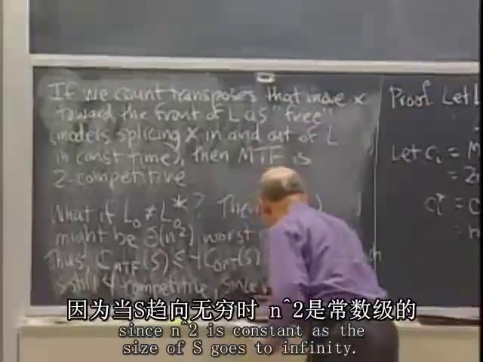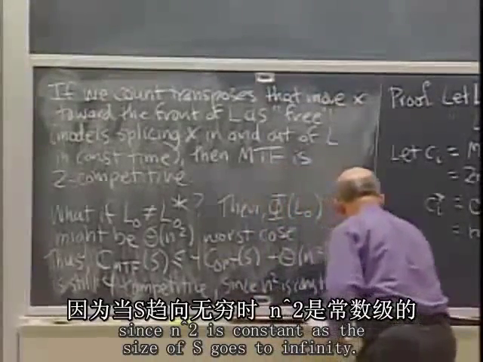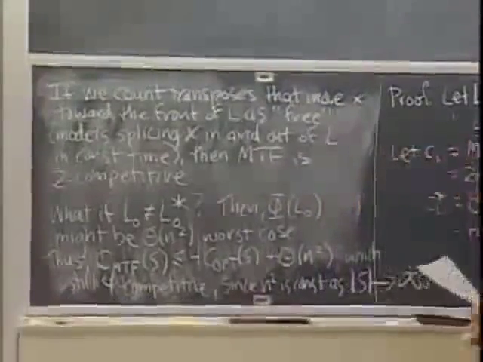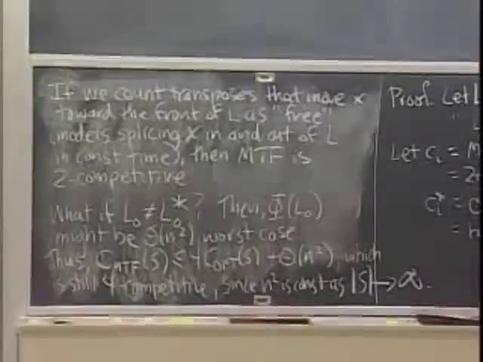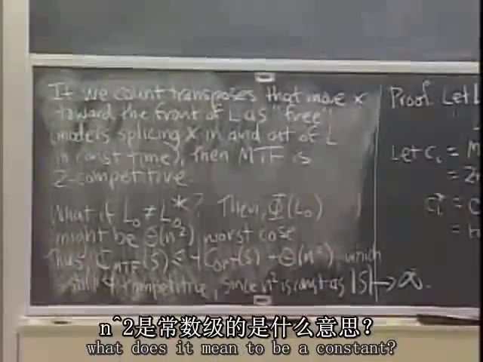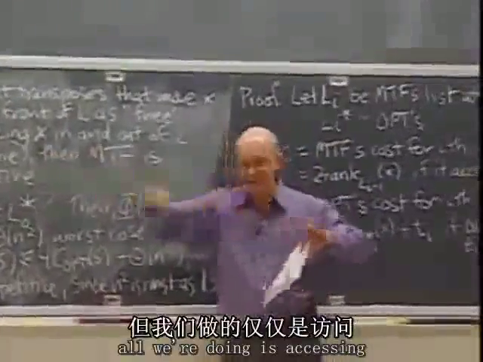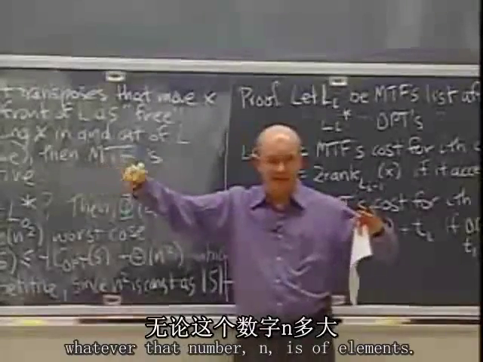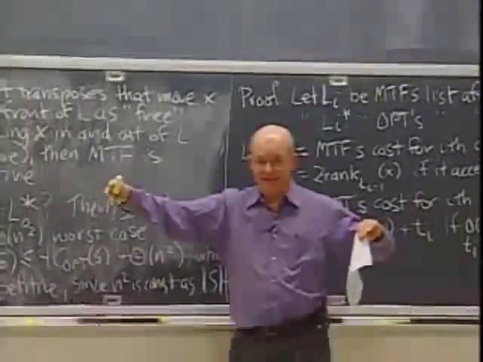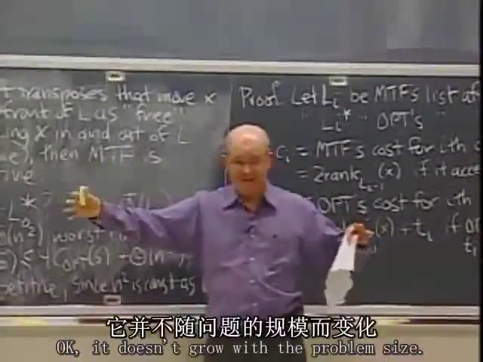Since n squared is constant as the size of S goes to infinity. This is once again your notion of what it means to be a constant. As the size of the list gets bigger, all we're doing is accessing some number n of elements. That number doesn't grow with the problem size, even if it starts out as some variable n.